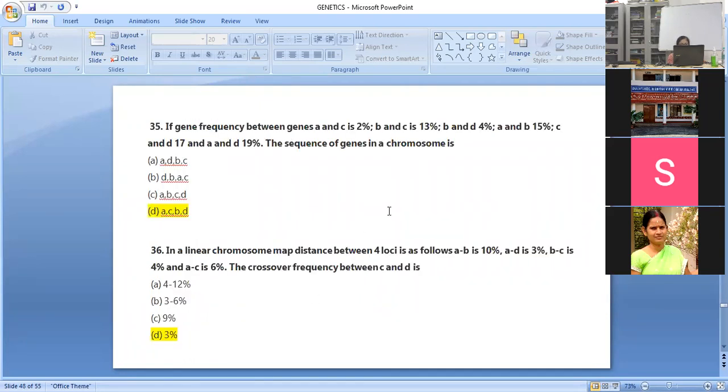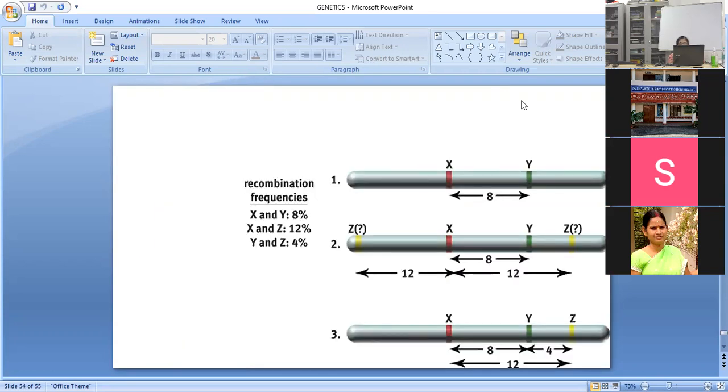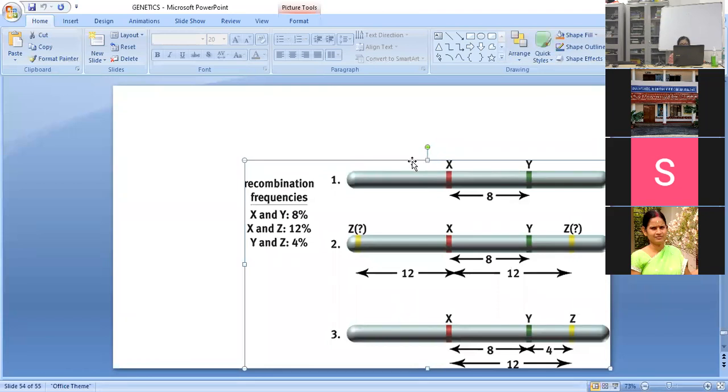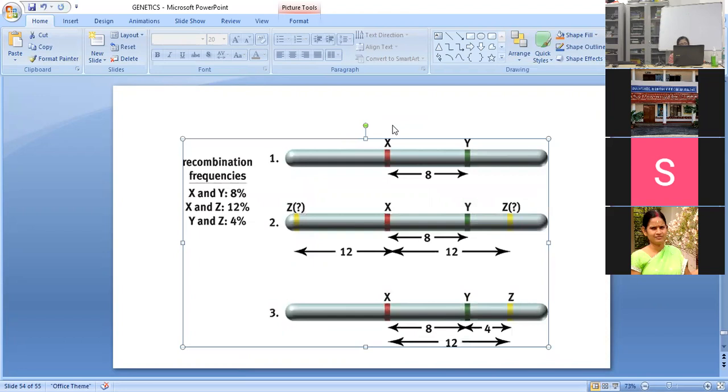Now coming to some numerical problems. If the gene frequency between, suppose a group of genes, A and C is 2%, B and C is 13%, and D 4%, B and D, A and B 15, D and A 19, and we have to find out the sequence of all these genes. For such kind of numericals, what we need to do is put a map like this. We have to see which percentage is given and which arrangement is possible.